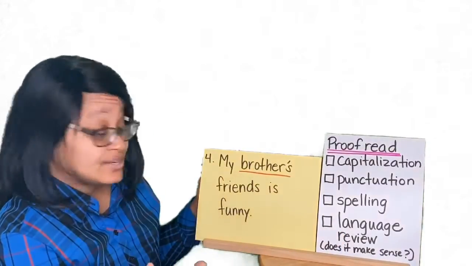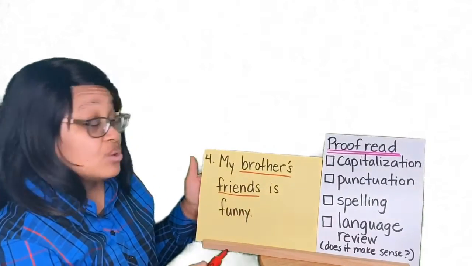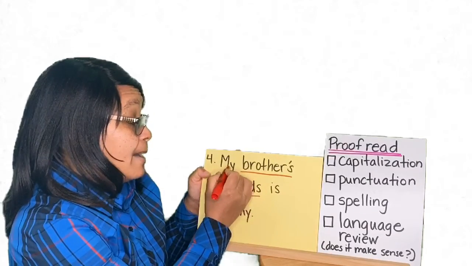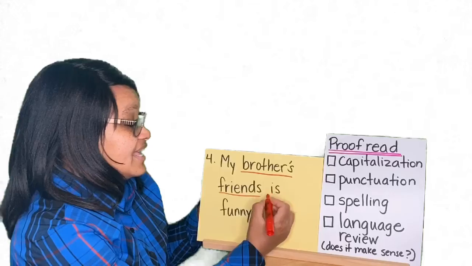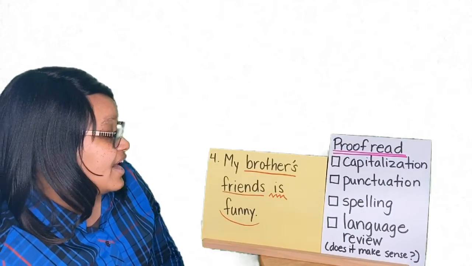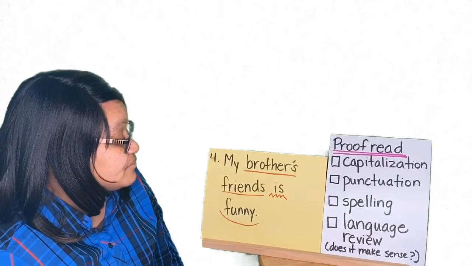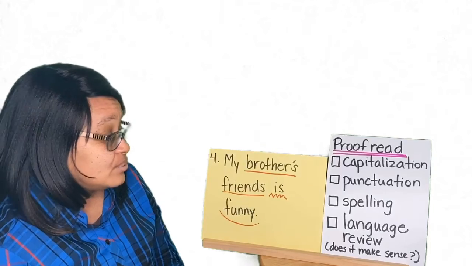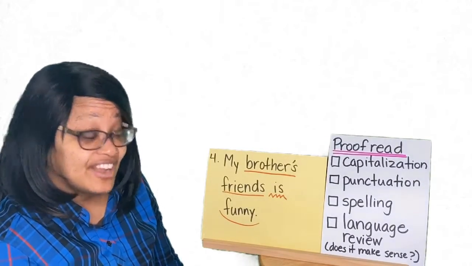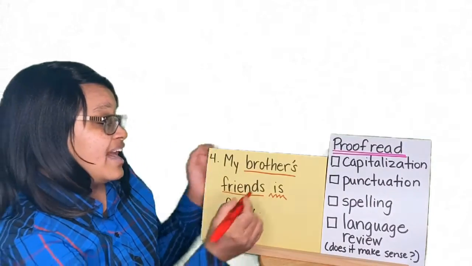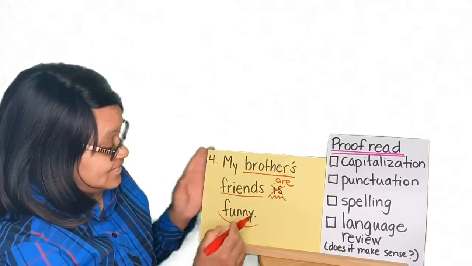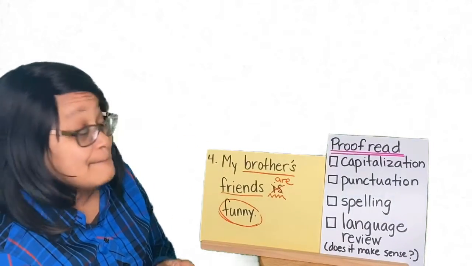Brothers is our subject. Friends. Oh, so this is a subject describer. The subject is friends, but they're describing friends by saying my brother's friends. Is. Here's our helping verb. Funny. Okay, does it make sense? My brother's friends is. No. If it was my brother's friend, if it was singular, then we would use is. But because it's more than one friend, my brother's friends, then we have to say are. My brother's friends are what? Funny. So this will be the what. And that makes sense.